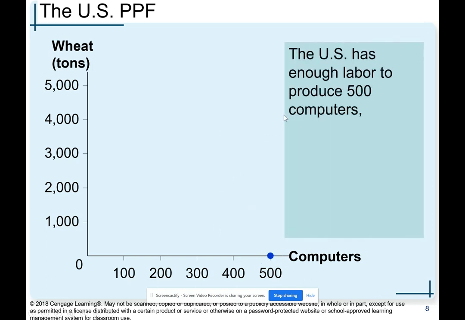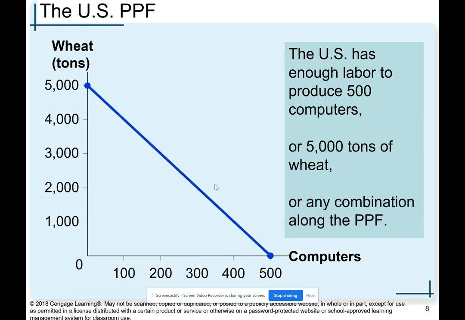So if we use 50,000 hours of labor to produce computers, and one computer requires 100 hours, that is 50,000 divided by 100, you get 500 computers. On the other hand, if we use the 50,000 labor hours to produce wheat, 1 ton of wheat takes 10 labor hours. So you take 50,000, divide it by 10, and you get 5,000. Those are the extremes. We use that information to plot the production possibilities frontier.